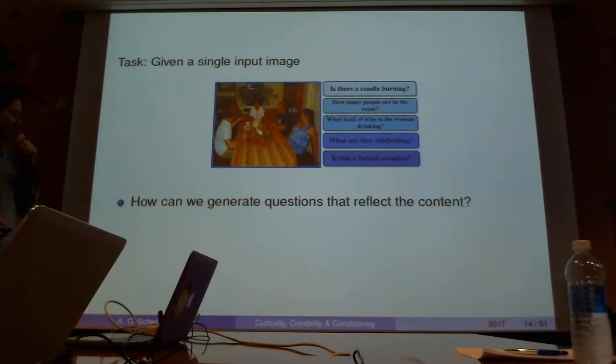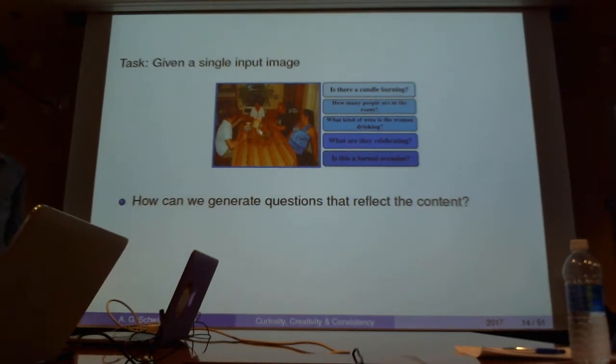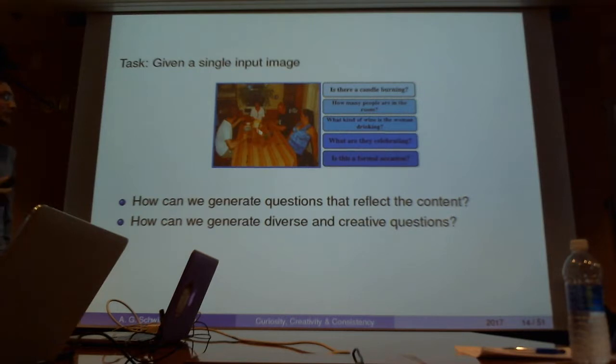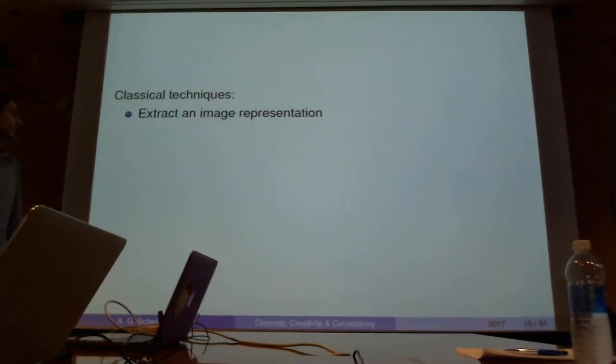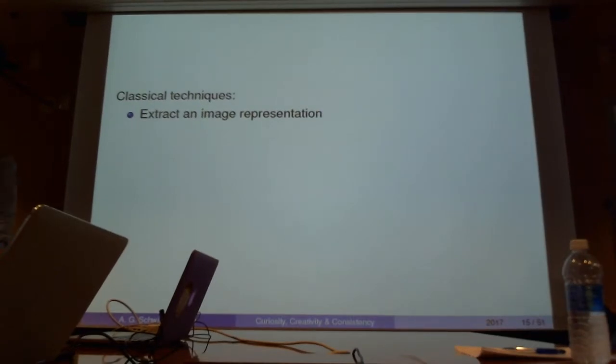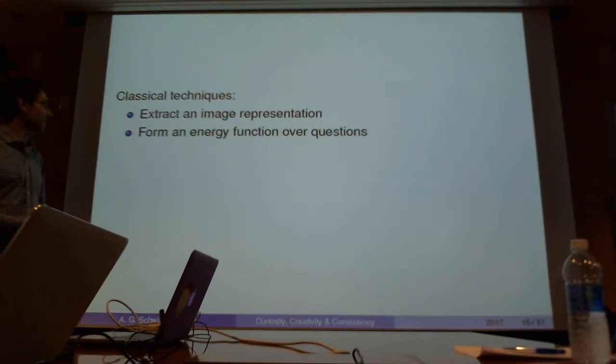And so as I pointed out, we want to generate questions that, on the one hand, reflect the content of the scene, but we also want to make sure that we generate diverse and creative questions. Now that comes back to your point. How would we do that? Well, the classical way of doing that would probably be, okay, you take your image, you extract some form of representation, some features, and then you form an energy function over questions, probably some probabilistic graphical model, and then you have two options.